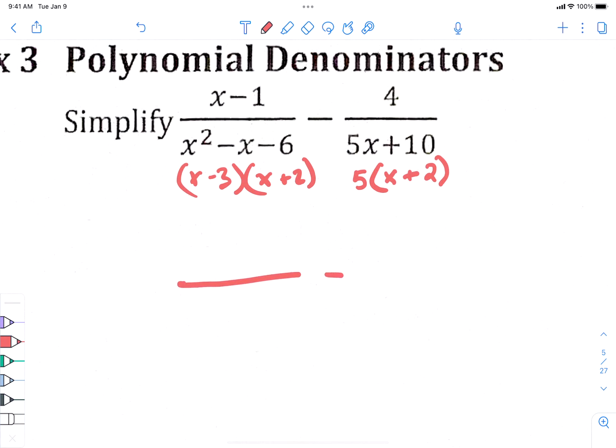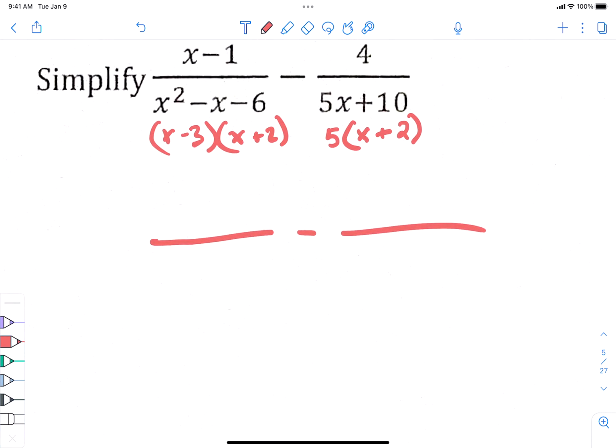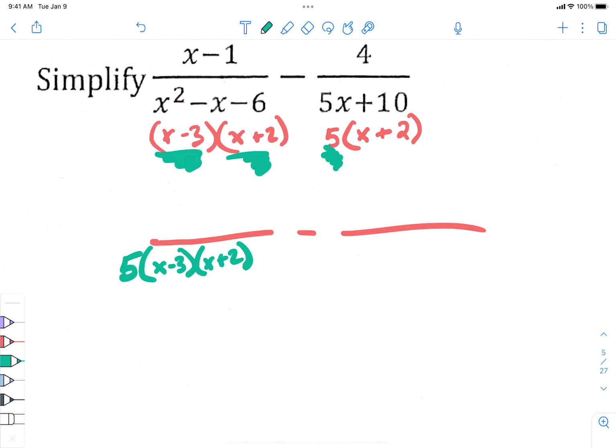Now, I'm going to do the same thing as what I did yesterday when we were adding, except I'm going to do subtraction in between them. So I have my two fractions. And then I'm going to put my least common multiple, or my common denominator, on the bottom. I know that I need an x minus 3, so I'm going to put an x minus 3 here. I also need an x plus 2, so I'm going to put an x plus 2 here. What else do I need? I need a 5. I jump over to this one, and I need a 5. I'm going to put the 5 in the front. And I know I need an x plus 2, but it's already right here, so I don't need to write it twice. So those are all three of the pieces that I need.